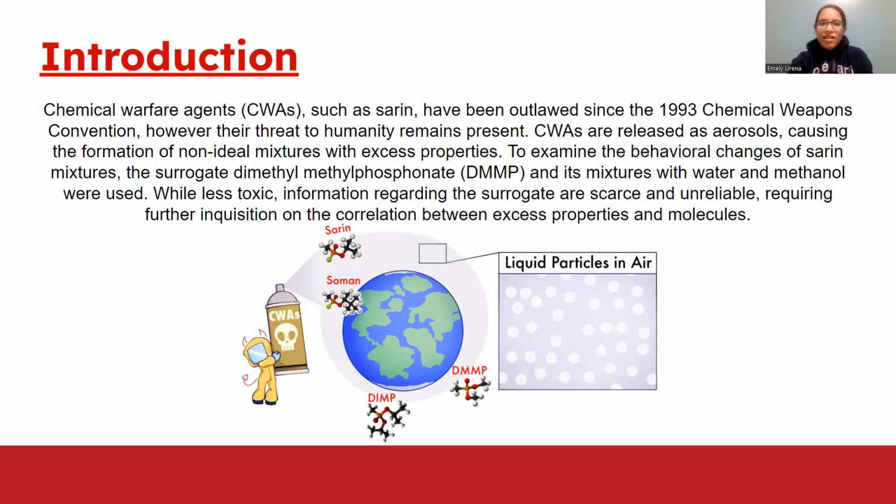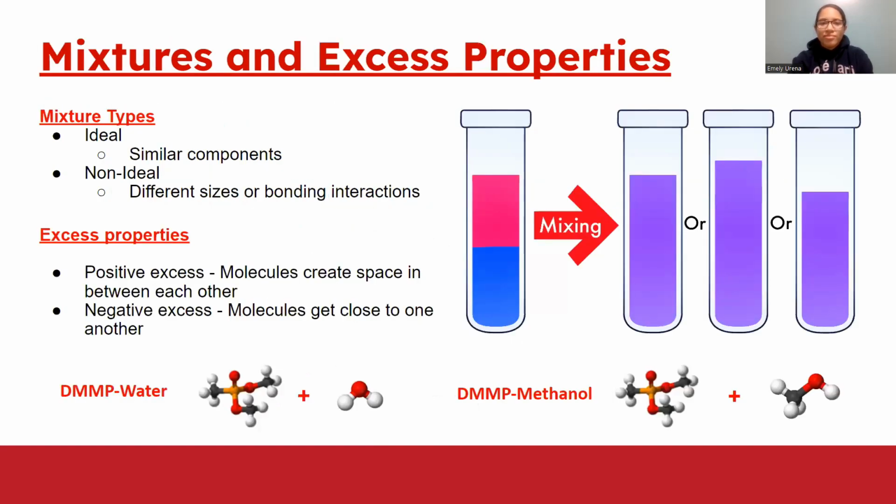In this form, they can create mixtures with molecules found in the atmosphere like water, creating non-ideal mixtures with excess properties. Since research on sarin is scarce, dimethyl methylphosphonate, or DMMP, is commonly used as a surrogate. However, DMMP data is also rare, requiring the need for similar molecules to be analyzed for proper analysis of DMMP. My research revolves around the investigation of similar mixtures to DMMP water, allowing for a more accurate and reliable analysis of the target mixture based on various mixtures.